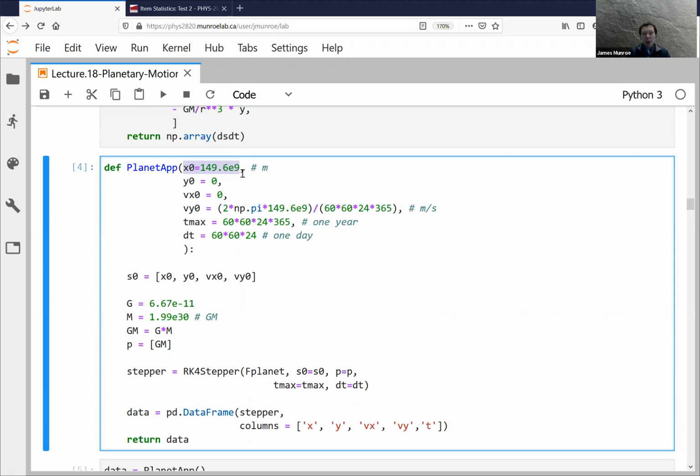So I'm going to predict the location of the Earth as a function of time. In terms of the structure of the application, you set up a state vector, x, y, vx, vy. You define whatever parameters or constants you need. I only have one, the product of G times M. I'm going to create a list of all my parameters. There's only one of them.